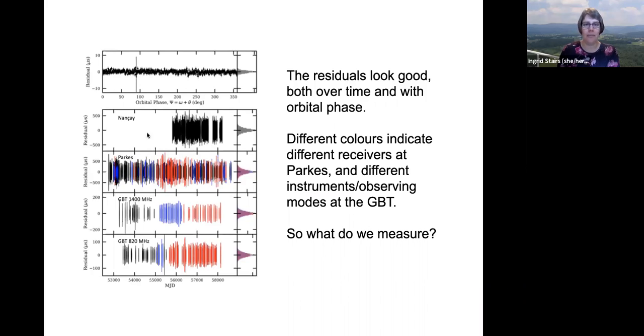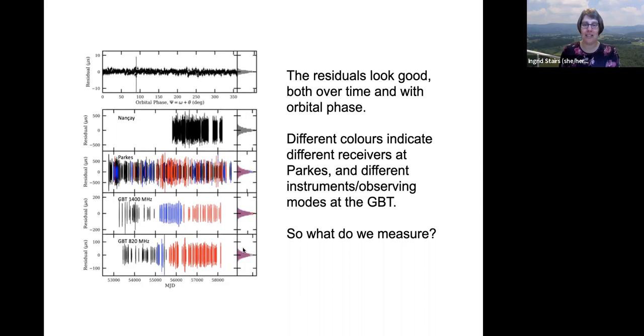So here are some binned residuals with respect to orbital phase, and then all of the other residuals from the various telescopes as a function of time. These are the residuals, as opposed to the plot I showed you before, which was when we had observations and at what frequencies. We've mixed together the different receivers at Parkes and different observing instruments and modes at the GBT, and we split the GBT into two panels. The other telescopes give similar plots. What I'd like you to take away from this is that the residuals do in general look normally distributed. So we think we've actually fit everything we need to fit.